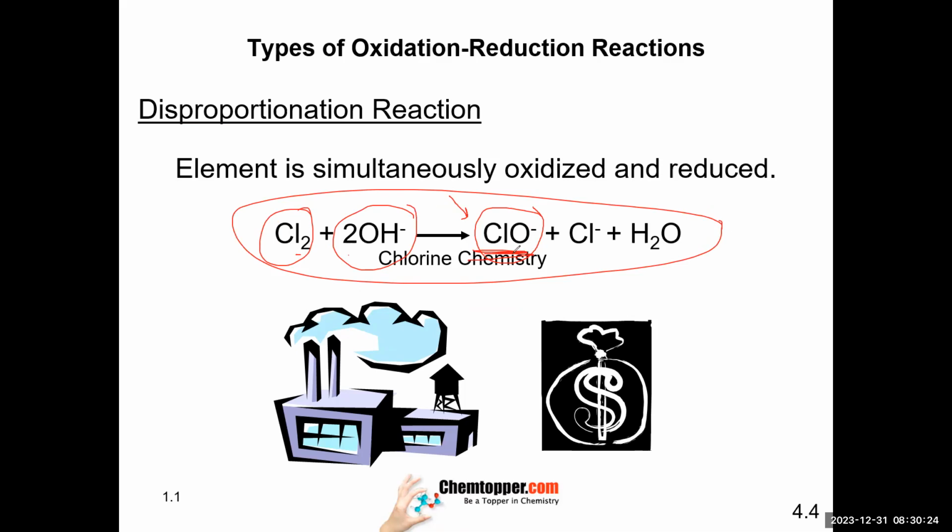You must have heard that water is chlorinated. Chlorinated water means Cl2 with OH minus is added in the swimming pool water, which is going to give you this hypochlorite, which acts like a disinfectant.